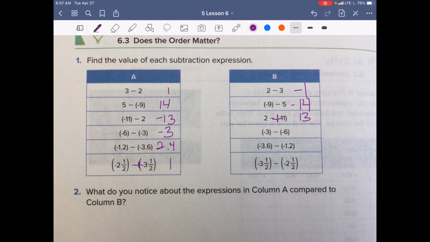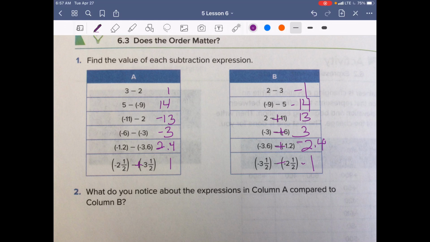Negative 3 minus negative 6. Again, that's going to turn into a positive. Negative 3 plus 6 is 3. Negative 3.6 minus negative 1.2. We're going to end up adding that, and we're going to have negative 2.4. And our last one, negative 3 1/2 minus negative 2 1/2. That becomes a positive, and we're going to have negative 1.